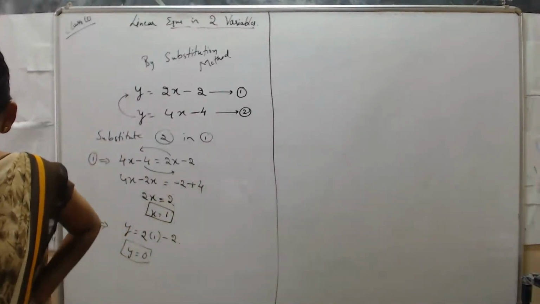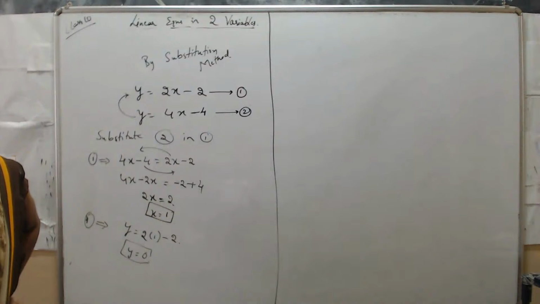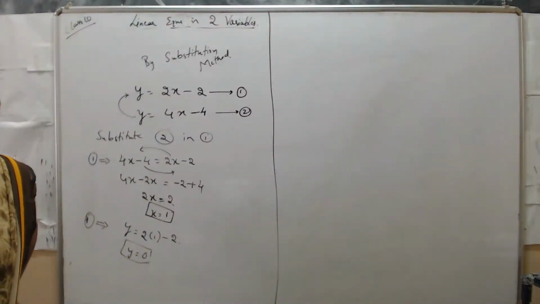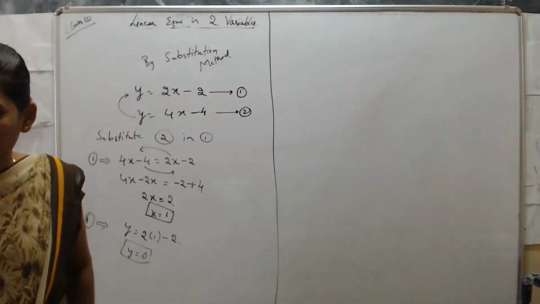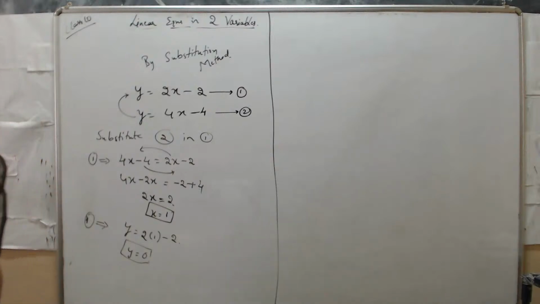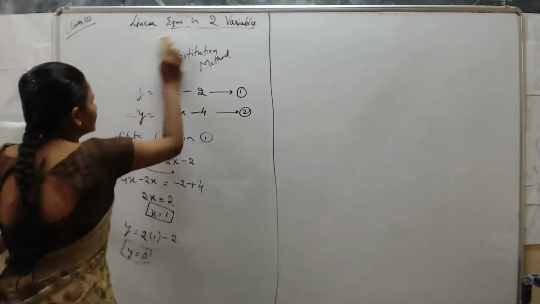Okay, now come to page number 78, exercise 3.3. Shall I erase this?